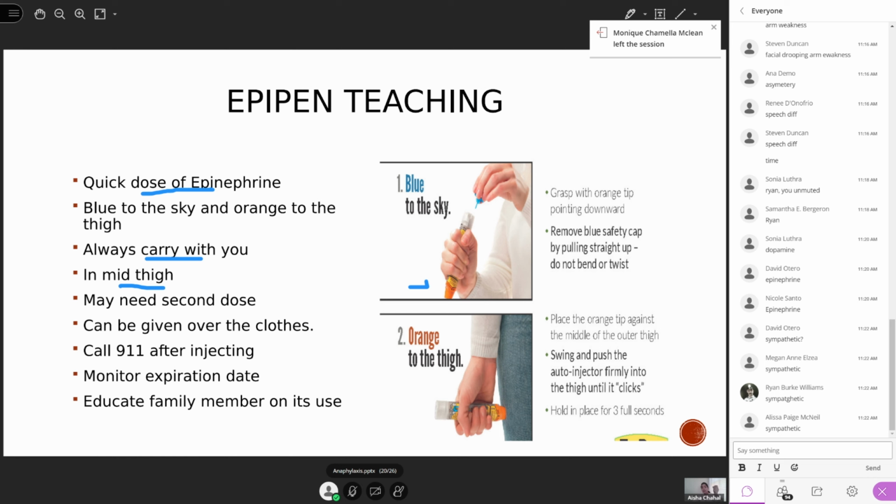Even if they give it and they are okay, they still have to call 911 after injecting. Why? Because there can be a biphasic reaction, another reaction after that. Expiration date, they have to be mindful and teach the family members as well. So very important EpiPen teaching, very, very important. So you must remember that. That's the little mnemonic, how it's given, and what your responsibilities are.